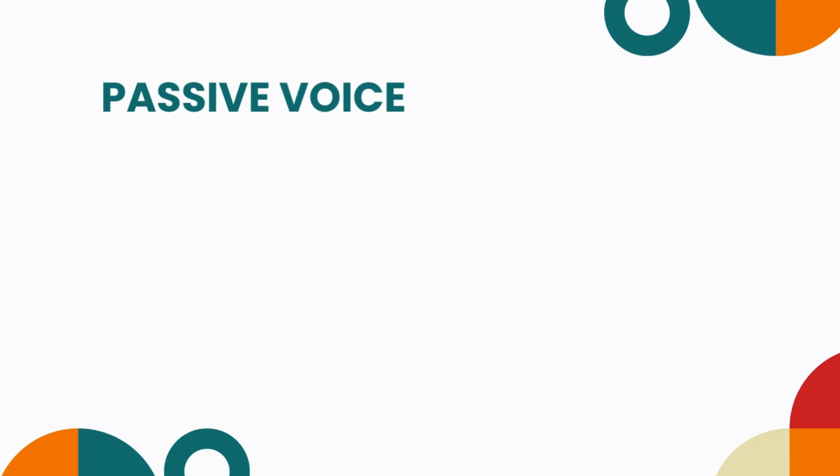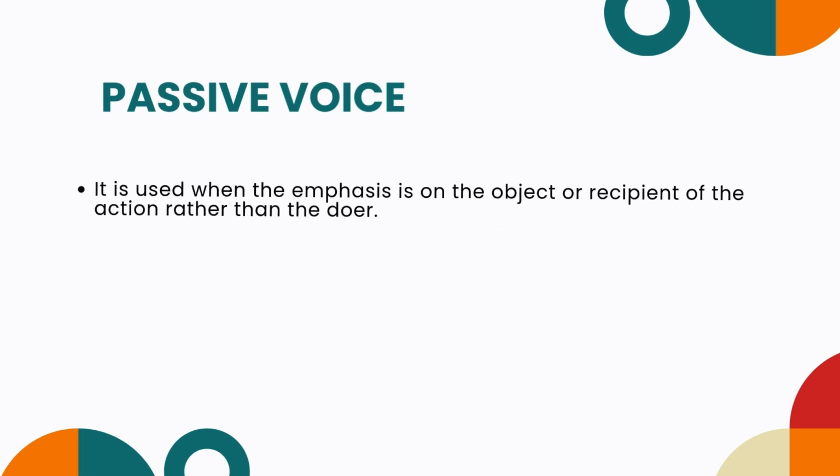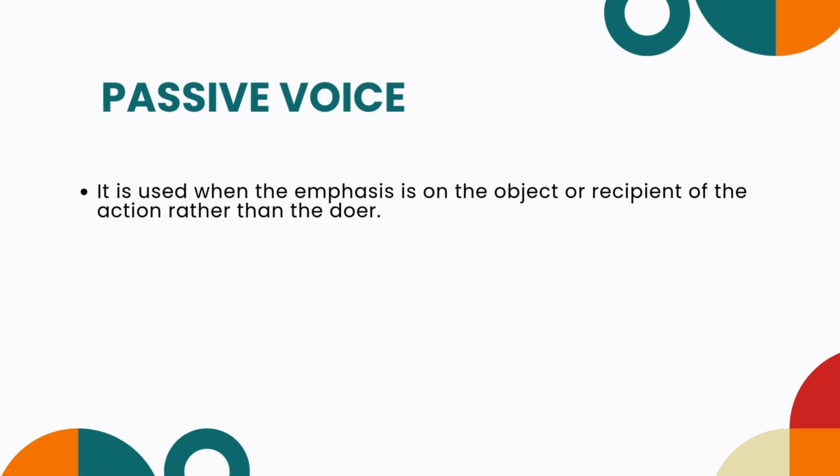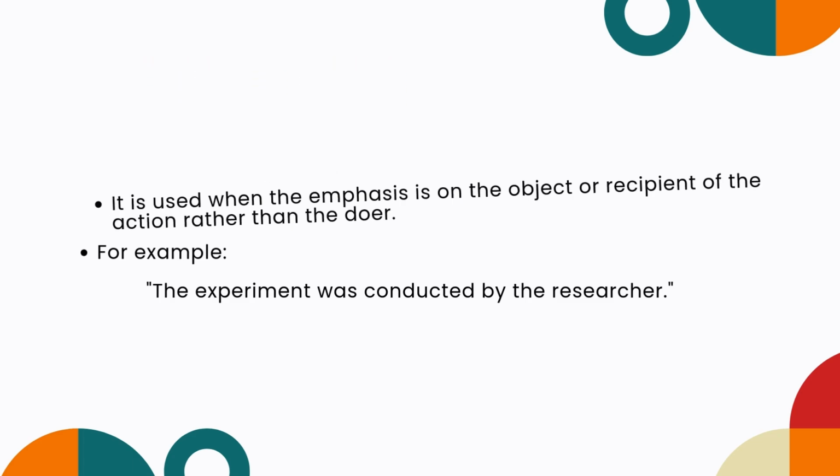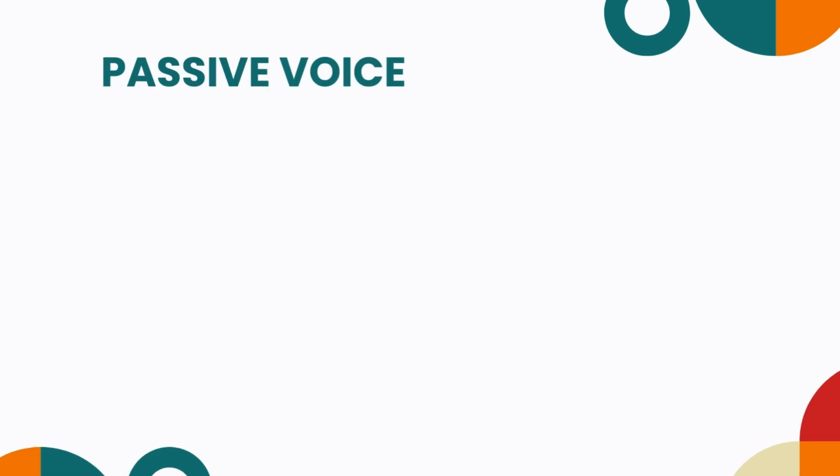Now, let's look at the passive voice. In the passive voice, the subject receives the action. It is used when the emphasis is on the object or recipient of the action rather than the doer. For example, the experiment was conducted by the researcher. While the passive voice can sometimes sound more formal, it has specific uses that can enhance your presentation.